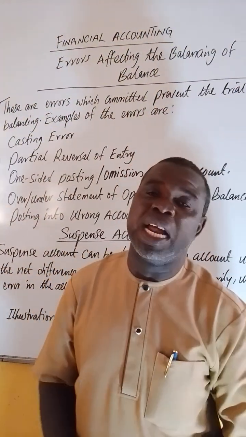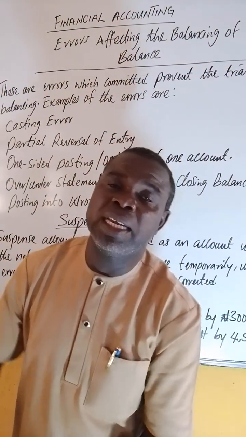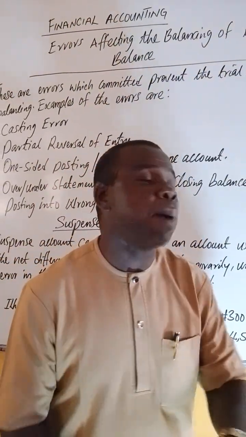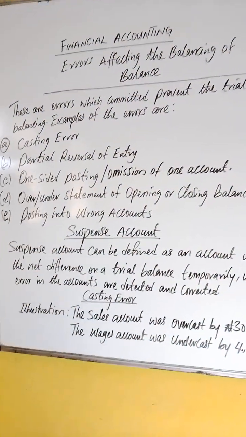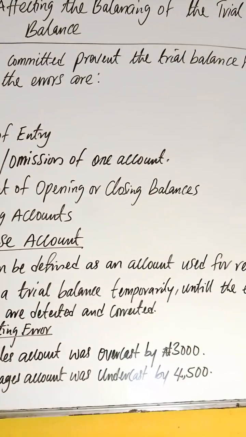That will be taken to the trial balance. The same thing applies to the closing balance. If the opening is correct, but at the end of the day the closing is not correct, it will also affect what is taken to the trial balance. That is what we mean by overstatement and understatement of opening or closing balances in accounting.